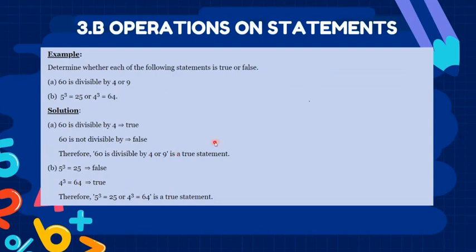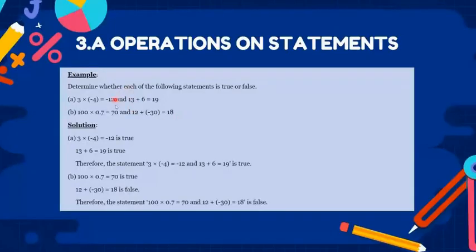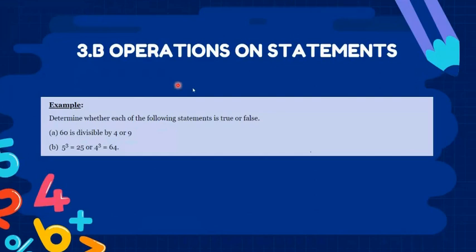So for operations on statements, I hope you guys get the idea that it depends on the words that we're going to use. Like I stated just now, if we use the word "and", both of the statements need to be true in order for the overall statement to be true. If one of them is a false statement, the overall statement will be false. It is very important for us to remember that. "And" must have both of them true.